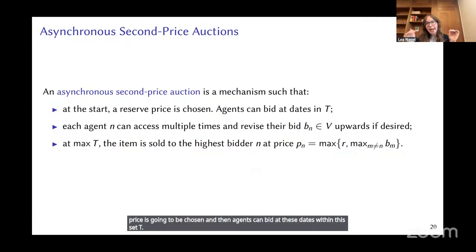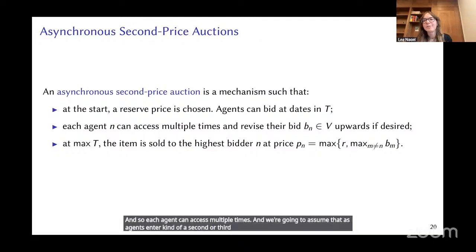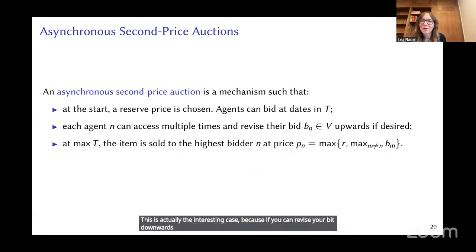And so each agent can access multiple times. We're going to assume that as agents enter a second or third or fourth time, they can revise their bids upwards. A quick note here about this upward revision: this is actually the interesting case, because if you can revise your bid downwards, it's a little bit unclear what it even means to reveal that somebody has already bid 100, if they can take that bid away again. And so we're going to assume that agents can only revise their bid upwards, so that we have some information that we can credibly disclose that is not going to disappear again.